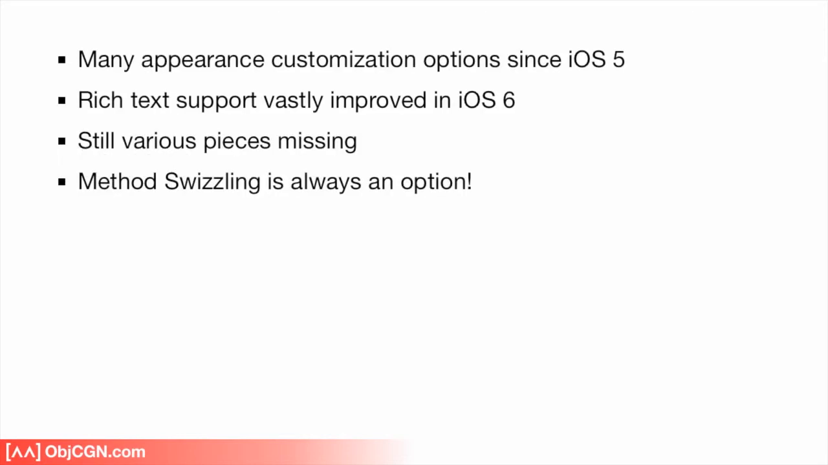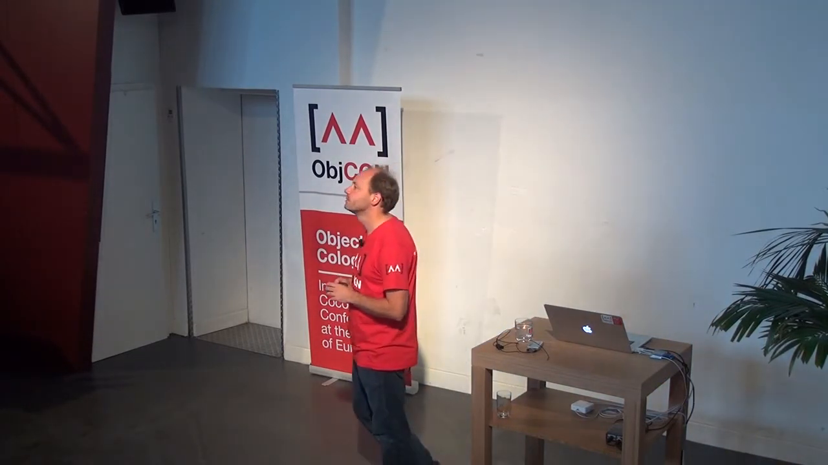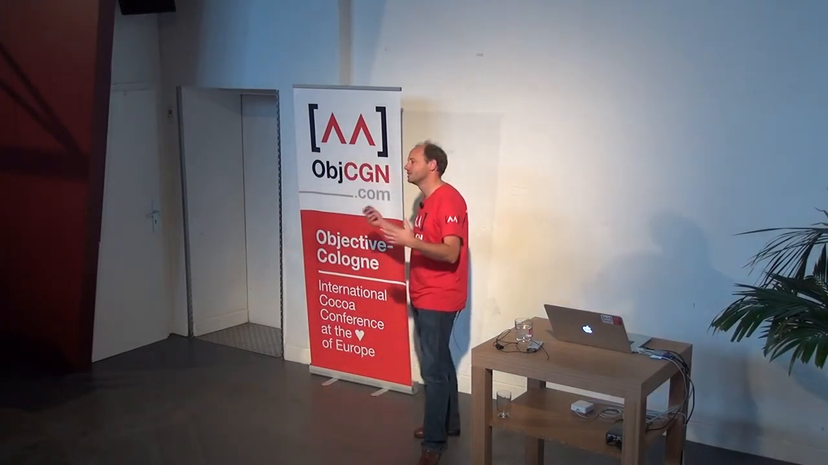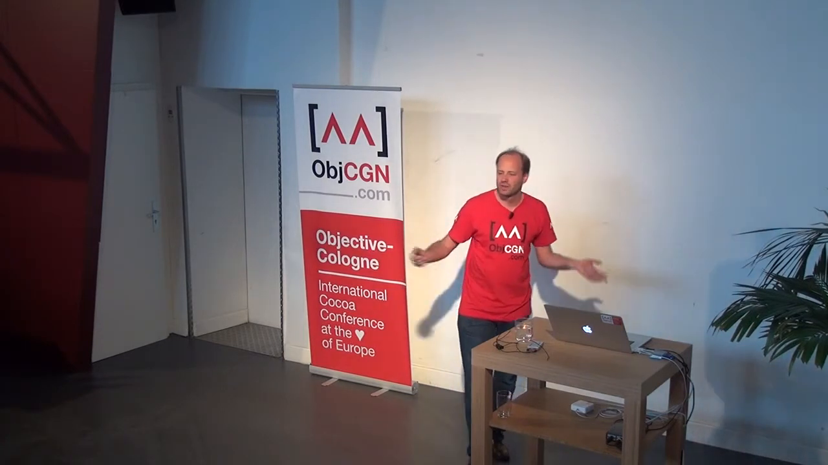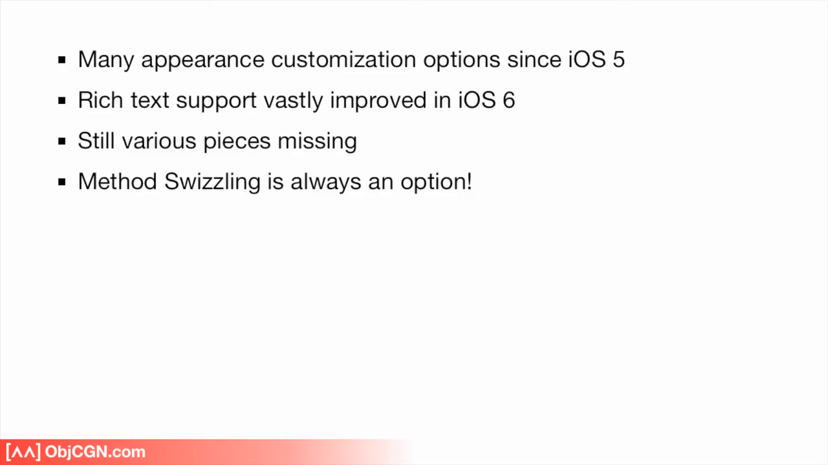So let me recap shortly what we talked about. A lot of appearance customization options basically were introduced in iOS 5. Rich text was basically not really ready for prime time in iOS 5 and made it to front and center stage in iOS 6 only. So it was possible in iOS 5, but only with some third-party library, actually. Or if you went down to the Core Text layer, which I guess most of you don't want to do normally. There are still various pieces missing, as I described in my wish list. And method swizzling, of course, is always an option if you want to do more in a specific way.